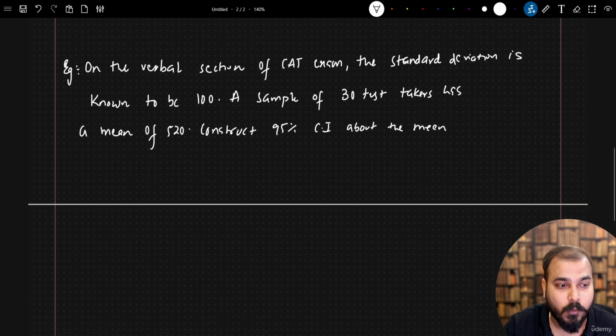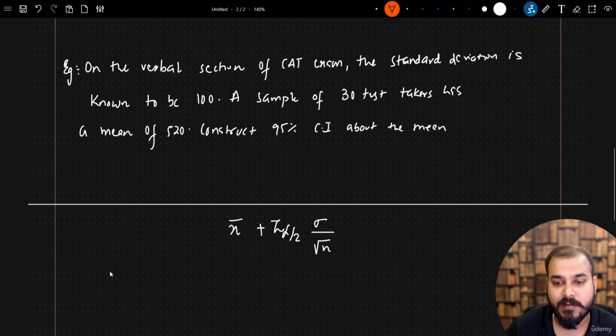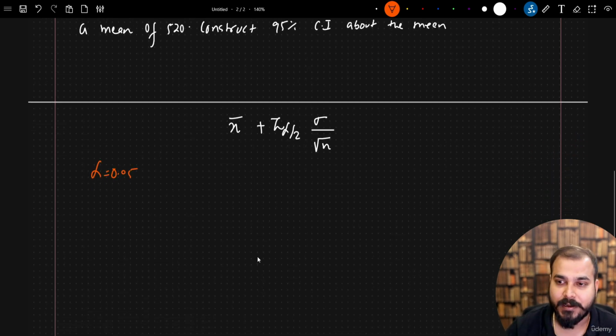Now on this, what we can basically do is first assume the formula, right? Over here, we know my formula is X bar plus Z alpha by 2 times standard deviation by root n. Now what is this Z alpha by 2? We know the alpha value is 0.05, right? So alpha by 2 will be nothing but Z 0.025, right?